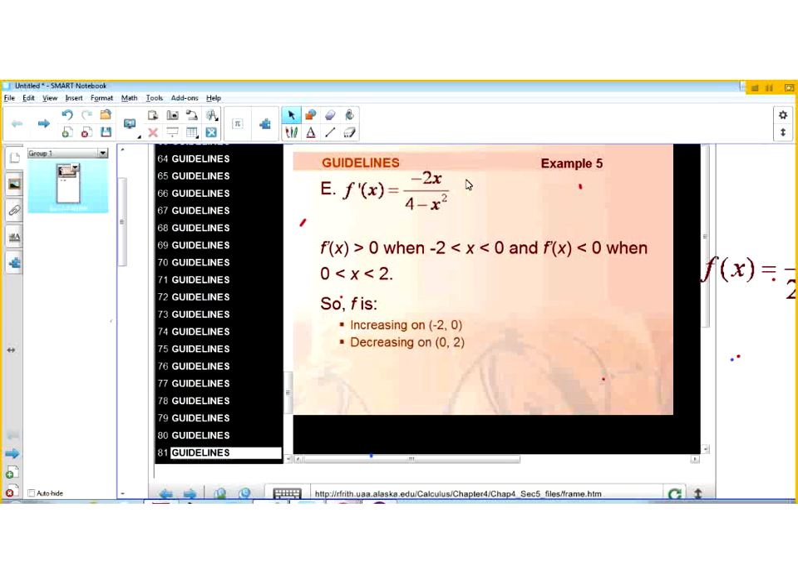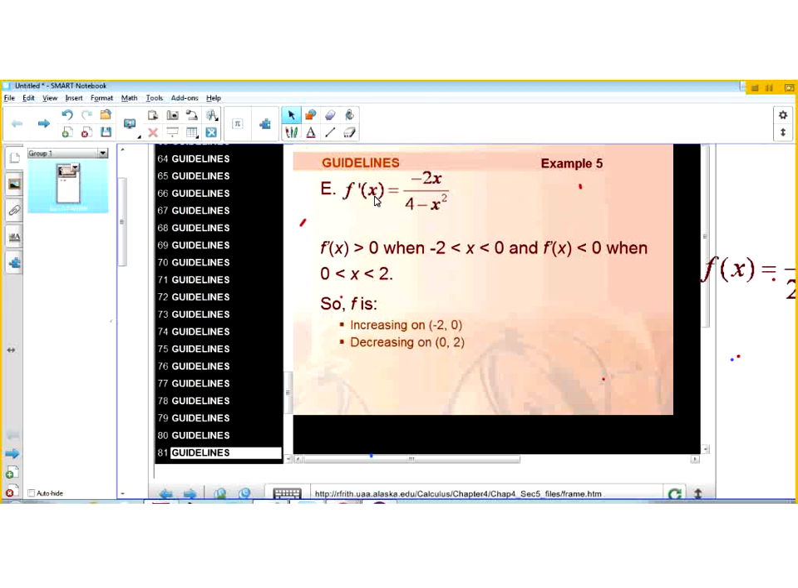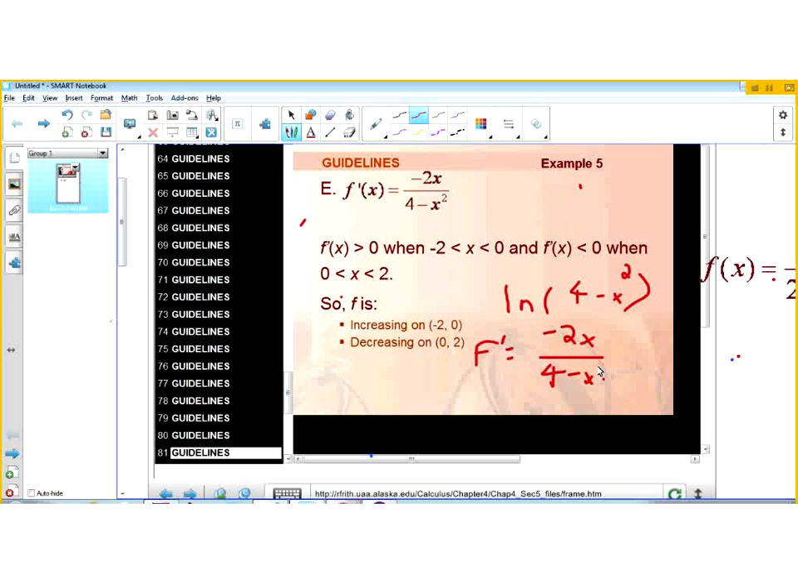All right, so there's the derivative. Remember how we got this? The function was the natural log of 4 minus x squared, and you remember how to take the derivative of a natural log function. So f prime is equal to the derivative of the function, which is minus 2x, divided by the function itself. And there it is.